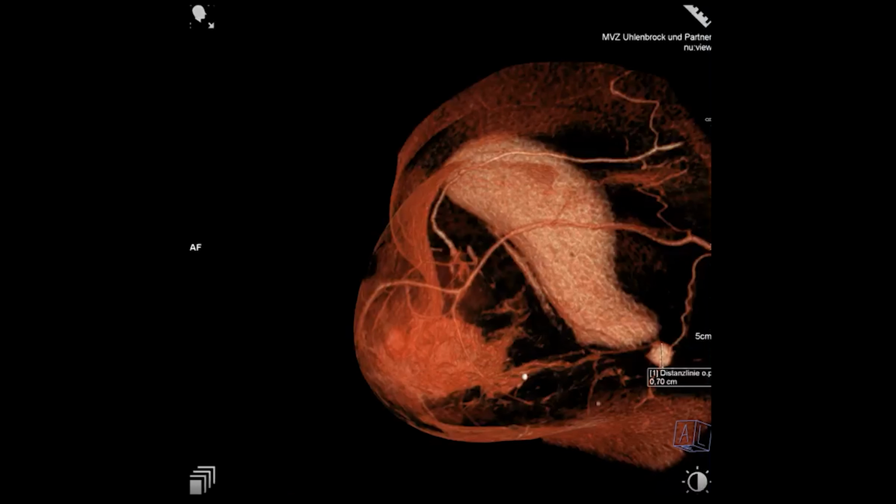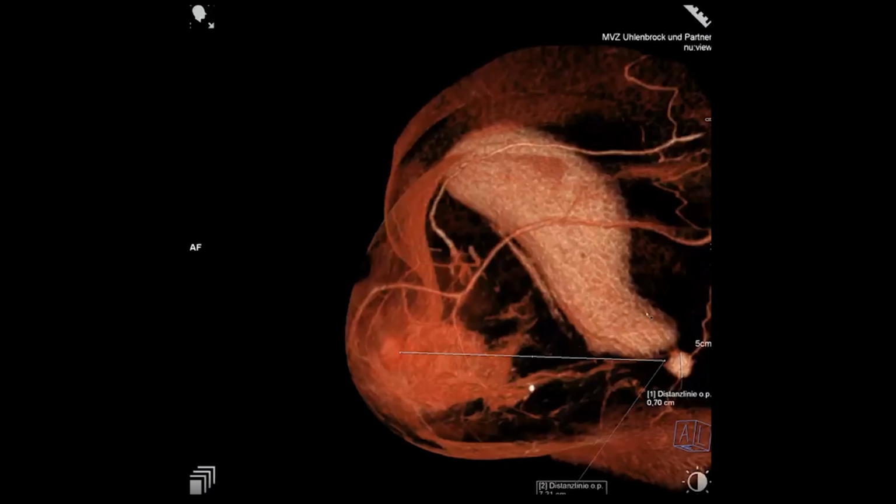It's 0.7 centimeters, and you see also the distance from the nipple. And with this 3D imaging, you can really easily make it clear to your patient, to your colleagues, and the surgeons, what is going on and what they have to do.